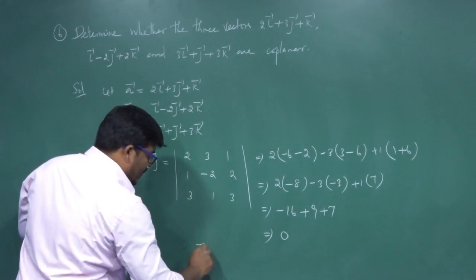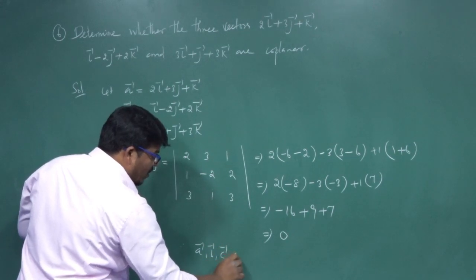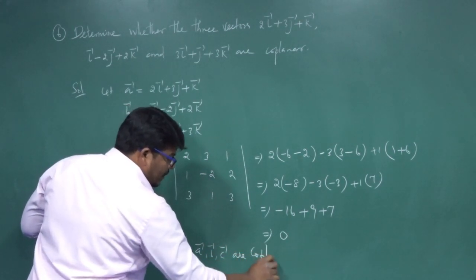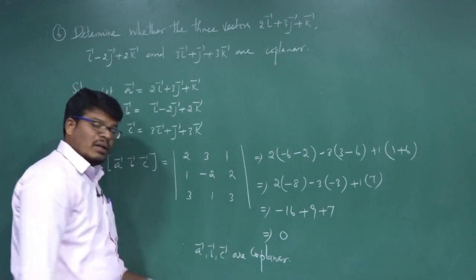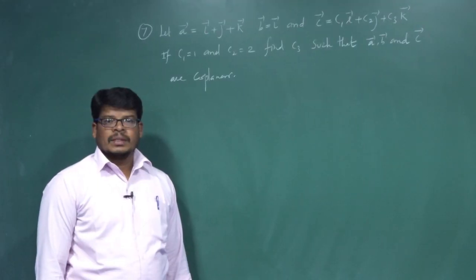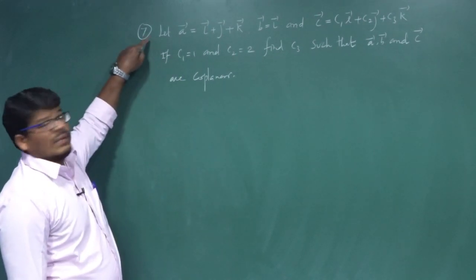Therefore, vectors a, b, c are coplanar. The next problem, seventh problem.